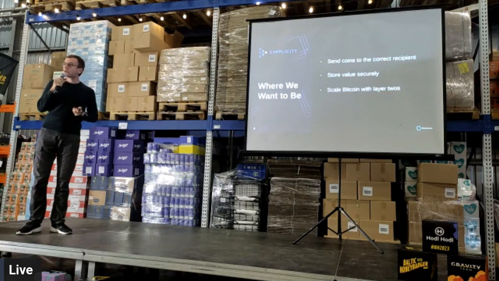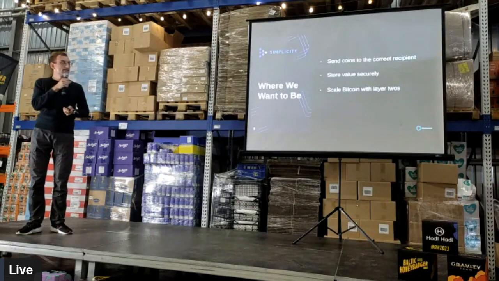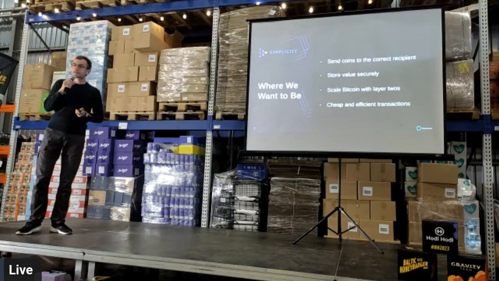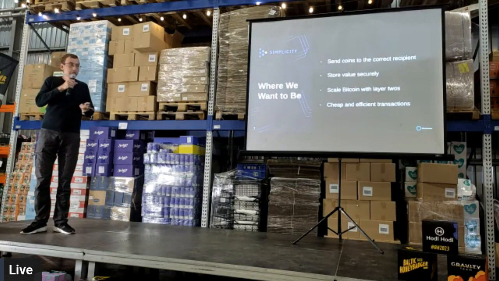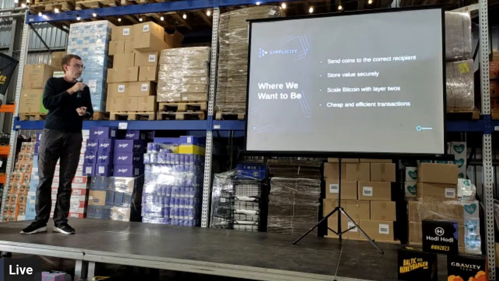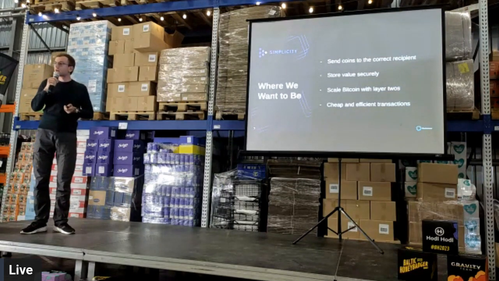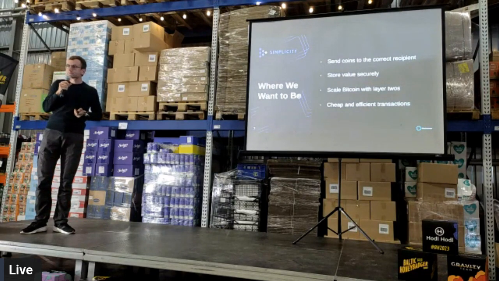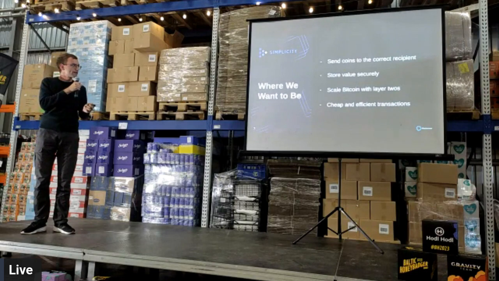We want to scale Bitcoin. So Bitcoin layer 1 is obviously limited. The idea is to go to layer 2s, to move these actions to layer 2s, to increase transaction throughput. And it should be cheap and efficient. So I think this is what we can all agree on. And I think we already solved a lot of these goals, but we're not quite there yet.